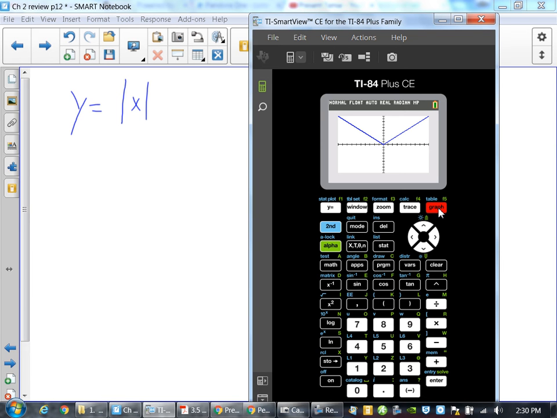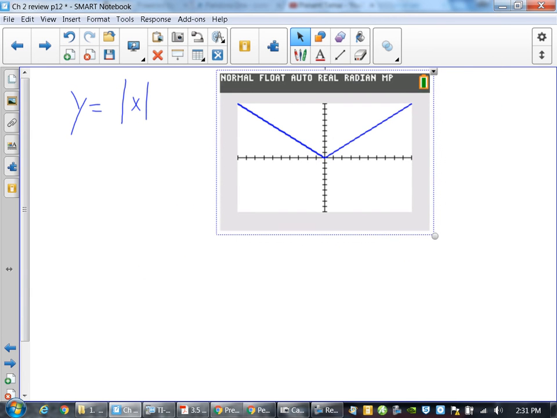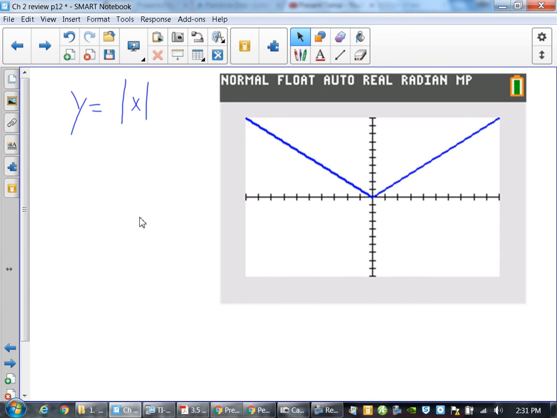I did not mention that since we're graphing, you want to be in the y equals table part first. You kind of need to go through every step. So we get this graph. And basically what this is doing is that it's just taking your positive and your negative values of your absolute value, and it's just plotting them.